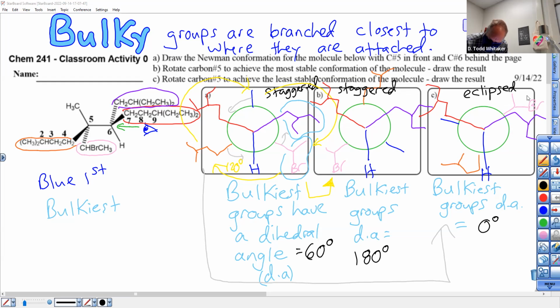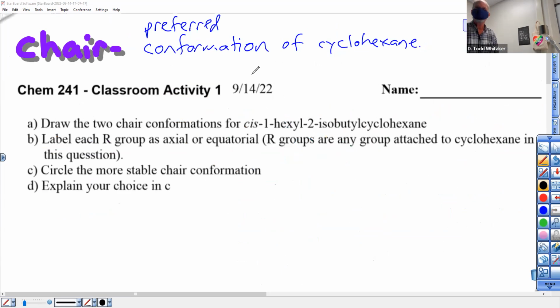Well, why? Number 1. These groups are right on top of each other. That is not a good interaction. It's destabilizing. We're going to see a different form of steric hindrance with chairs. There will not be any eclipsing, but there's going to be a new thing called a 1,3 diaxial repulsion, which is totally foreign to you right now.